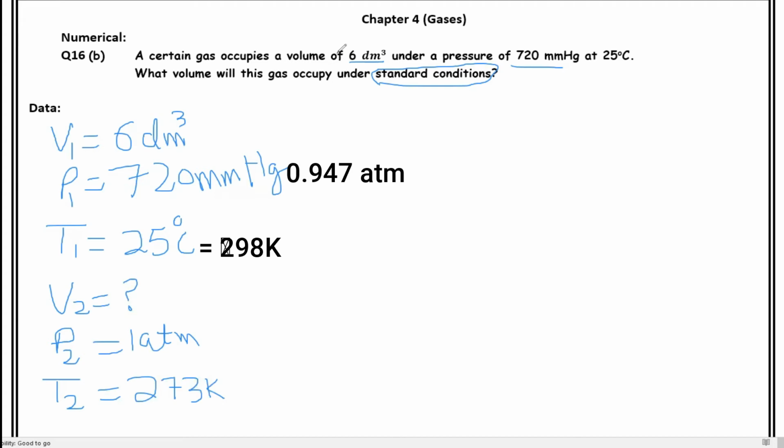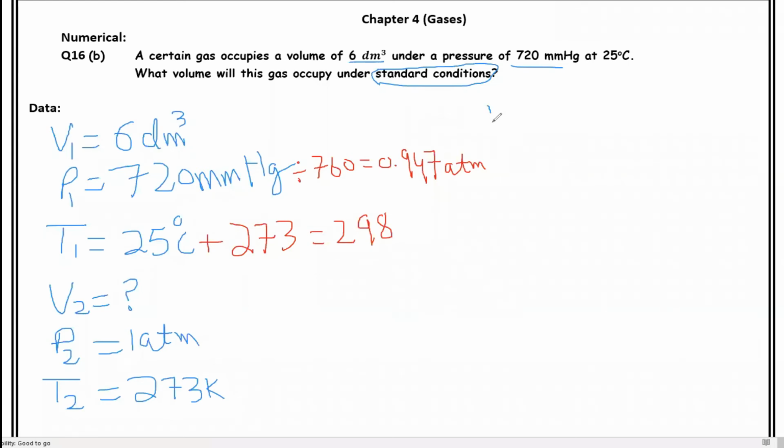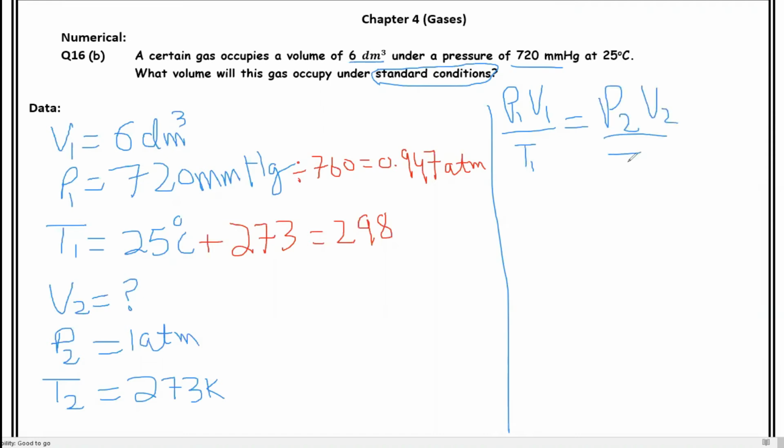0.947. After dividing with 760, your answer comes out to be in ATM. Now apply the formula, that is P1 V1 by T1, that's equal to P2 V2 by T2. Now putting the values to find the final volume V2.